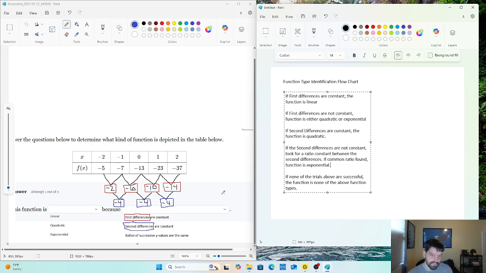So what we would do next is we would look at these second differences and see if they differ by some type of common ratio. So to kind of illustrate that, if the first difference was -4, and the second one was -12, and the third one was -36, those all differ by a common ratio of 3. That would be an example of an exponential function because the consecutive or successive y values are different by a common ratio of some type.